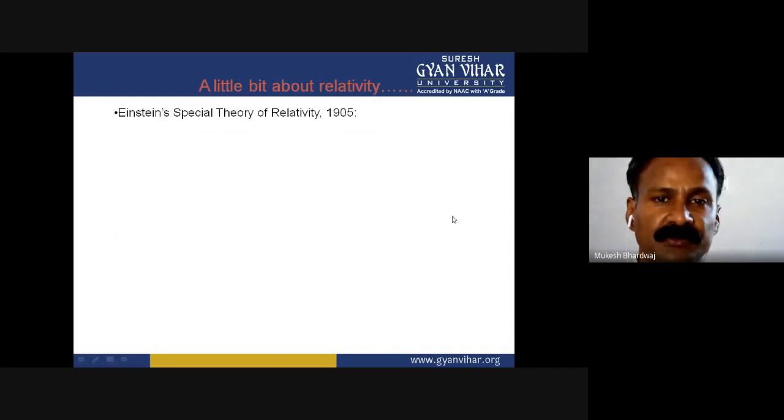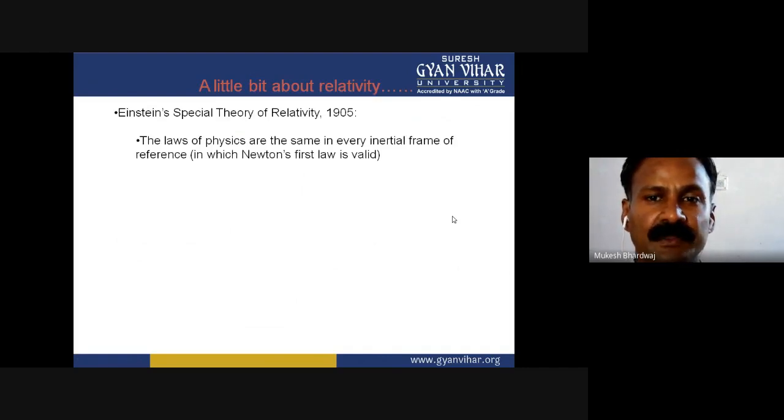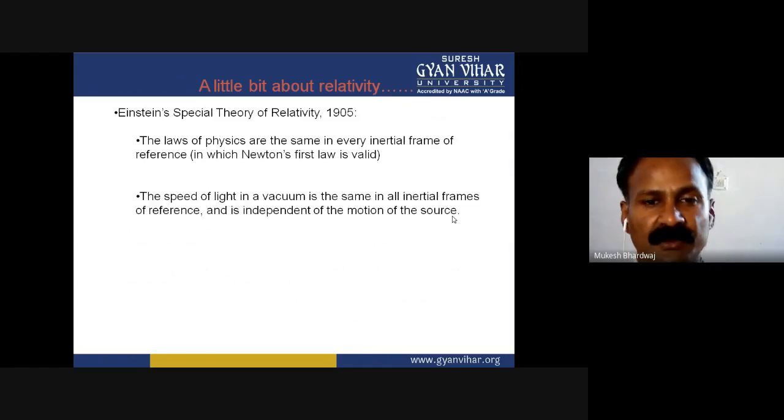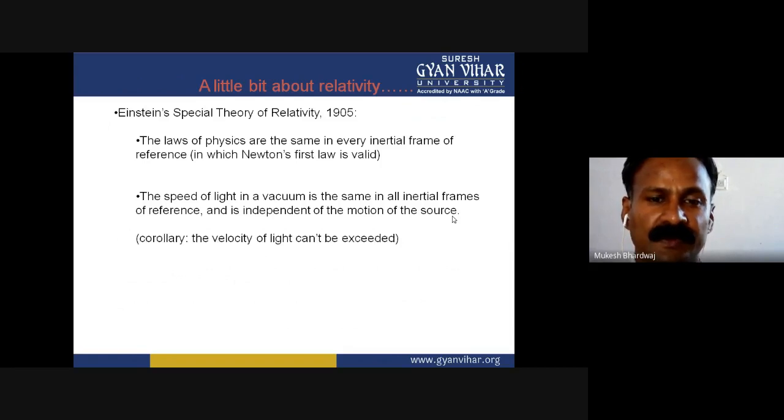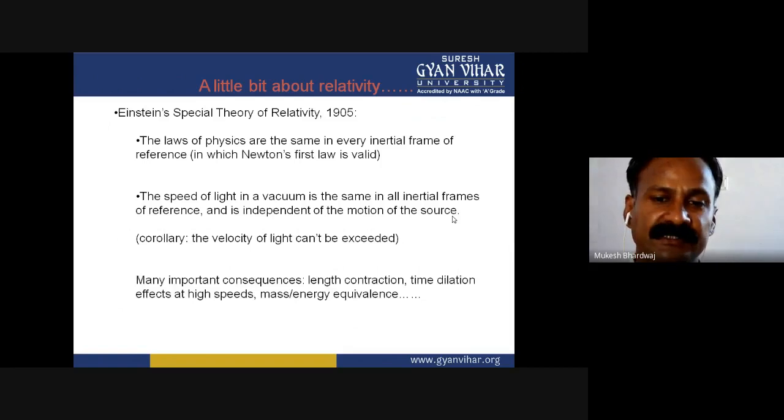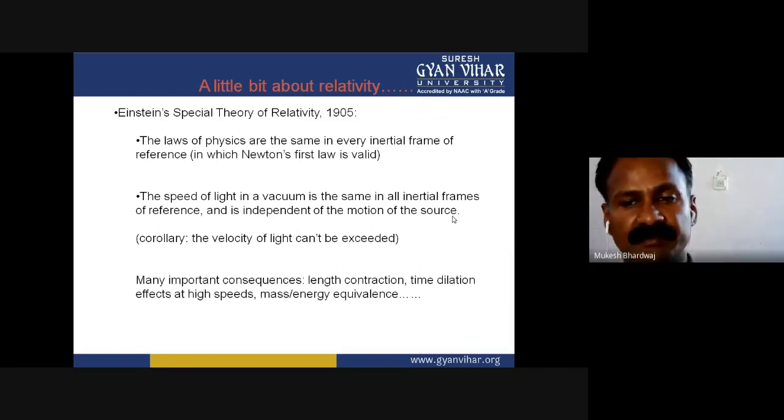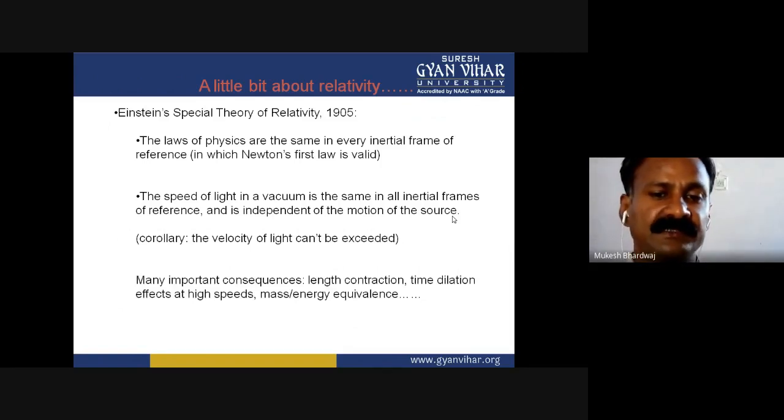Einstein's special theory of relativity, 1905. The laws of physics are the same in every inertial frame of reference in which Newton's first law is valid. The speed of light in a vacuum is the same in all inertial frames of reference and is independent of the motion of the source. The velocity of light cannot be exceeded. Many important consequences: length contraction, time dilation, effects at high speed, mass-energy equivalence.